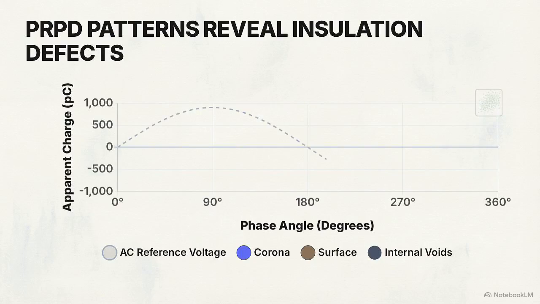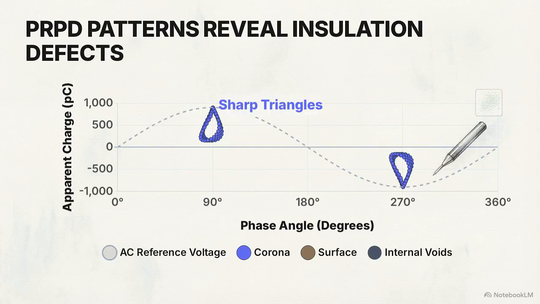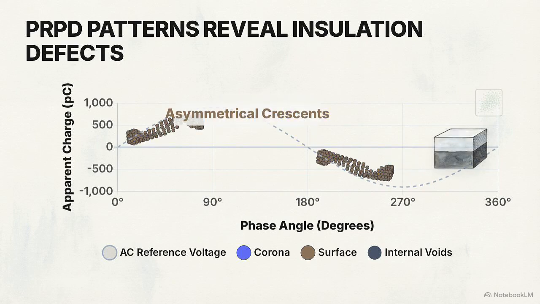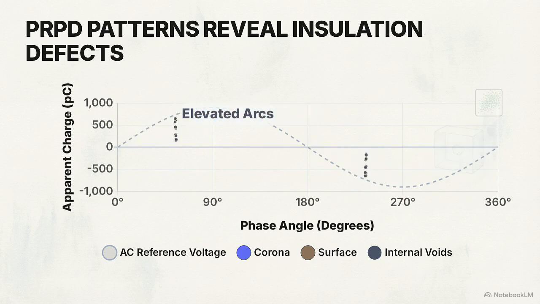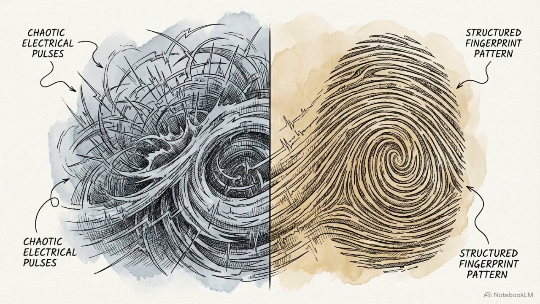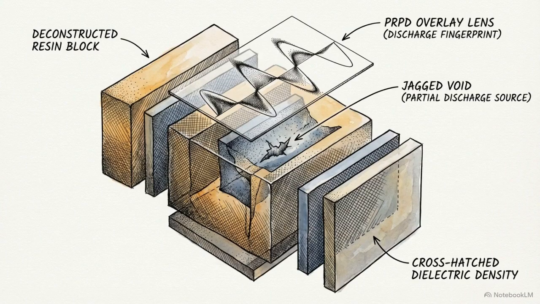This PRPD chart plots apparent charge against the AC cycle. Corona discharges form sharp triangles at the voltage peaks. Surface discharges produce asymmetrical crescents along the edges, while internal voids generate elevated arcs on the rising edge. PRPD analysis takes millions of overlapping nanosecond pulses and organizes them into a diagnostic fingerprint. It visually decodes the precise physical geometry of a defect buried inches deep in solid resin.